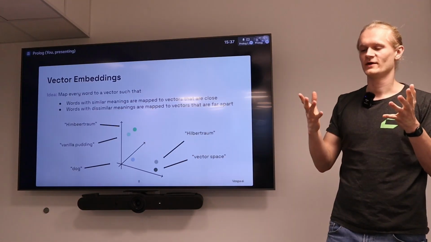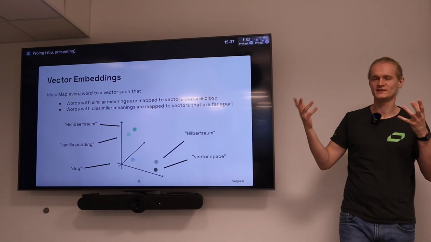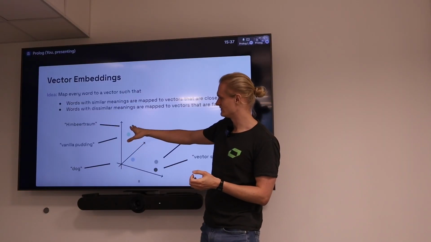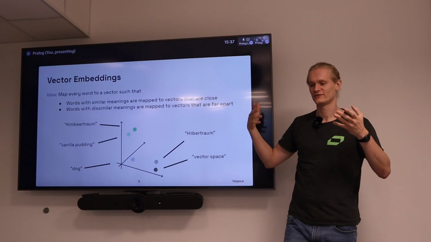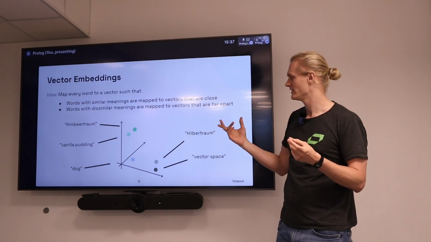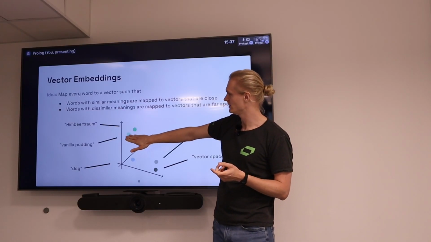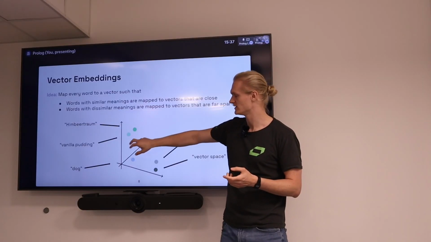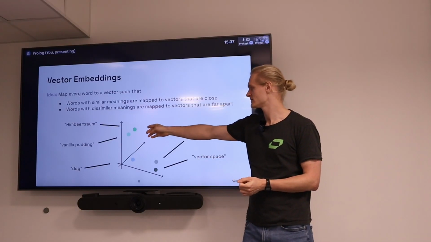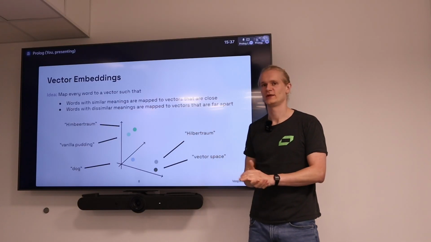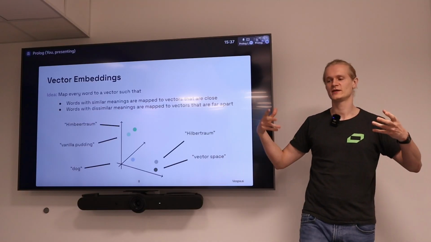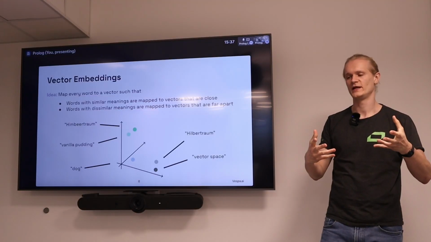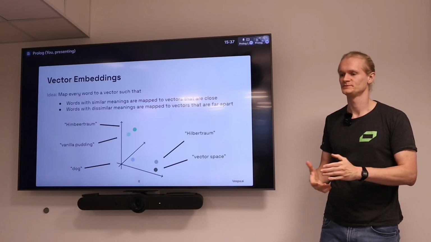And remember, we talked about vectors and that we can compute the distance of these vectors. Well, now a computer can just take these vectors and compute the distance of them. And in this way, the computer can know, okay, vanilla pudding and Himbeertraum, these are related concepts since their vectors are close, while Himbeertraum and Hilbertraum are clearly not related, they are far apart. In this way, we can basically make the computer understand the meaning of these things and which things are related and which things are not related.